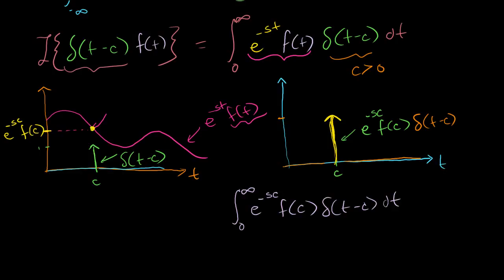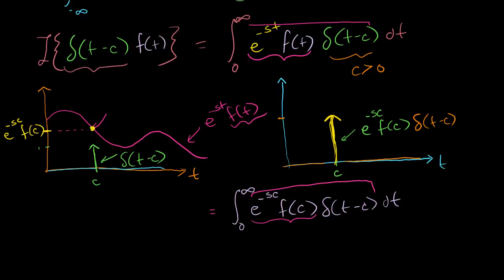Now, this thing right here, let me make it very clear. I'm claiming that this is equivalent to this, because everywhere else, the delta function zeroes out this function. So we only care about this function, e to the minus st f of t, when t is equal to c. And that's why we were able to turn it into a constant. Since this is a constant, we can bring it out of the integral.